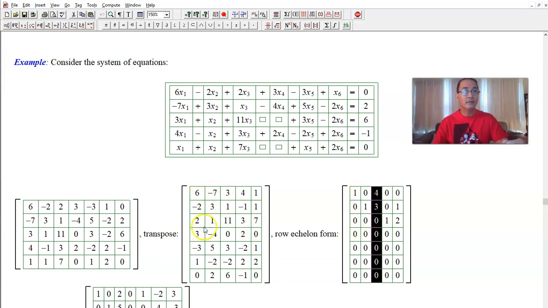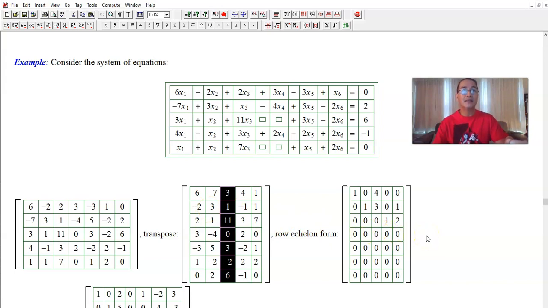So these are the original columns. This third column is 4 times the first plus 3 times the second. Should we believe that? 4 times 6, 24. 3 times minus 7, minus 21. 24 minus 21, 3. 4 times negative 2, minus 8. 3 times 3, 9. Minus 8 plus 9, 1. Of course it works. The REF doesn't lie.